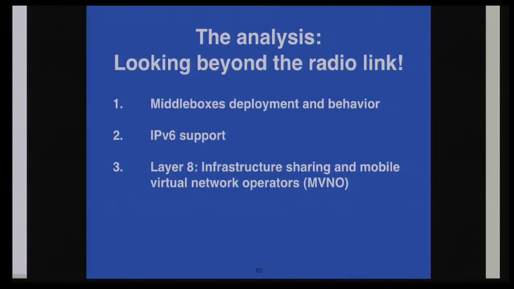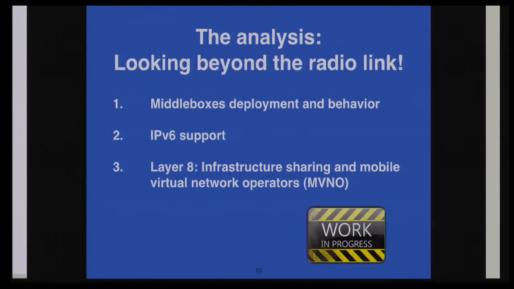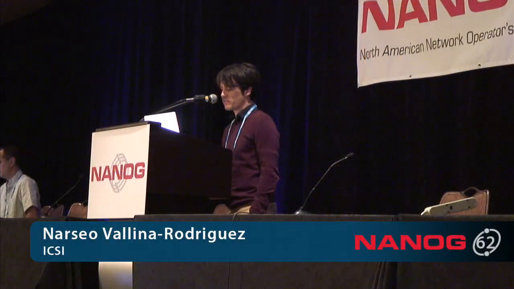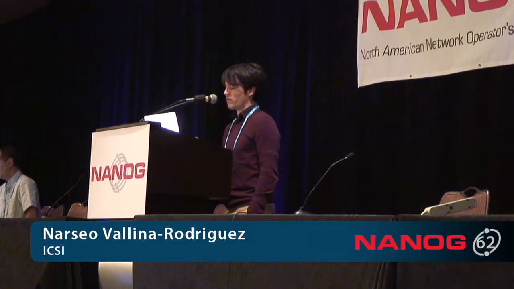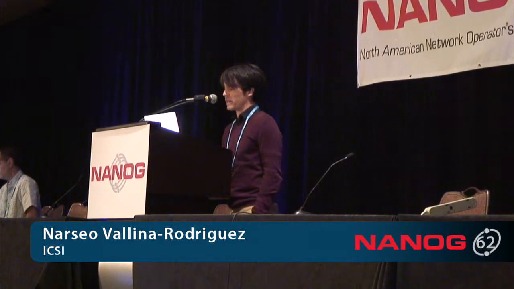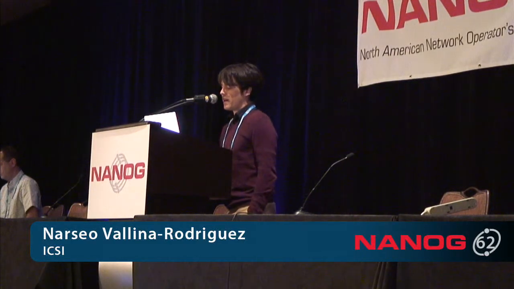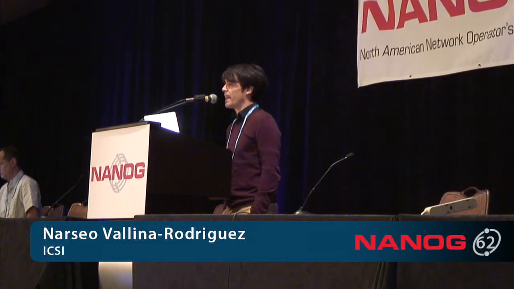And now that you have a high-level idea of what Netalyzr does, let me present a few preliminary results. First, I will cover how middleboxes and DNS, for instance, DNS resolvers and HTTP proxies, are deployed in the networks and how this can affect the user experience. After that, I will show a few numbers about how IPv6 is currently supported in mobile networks. But I will conclude with some results about the layer 8.